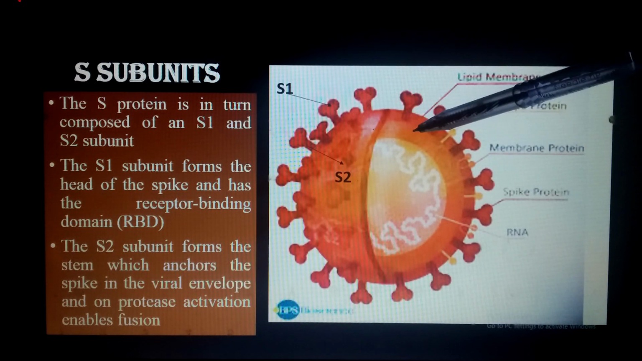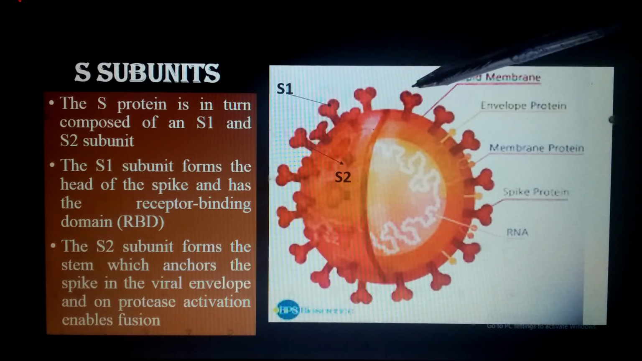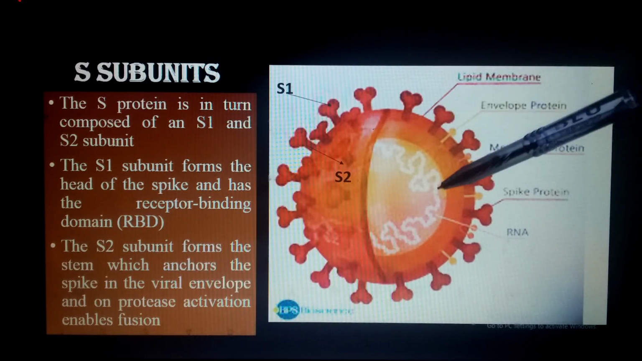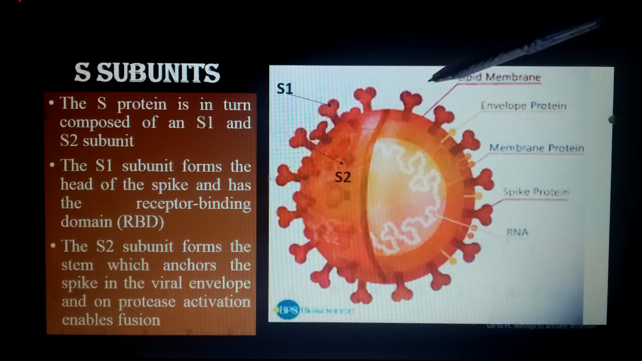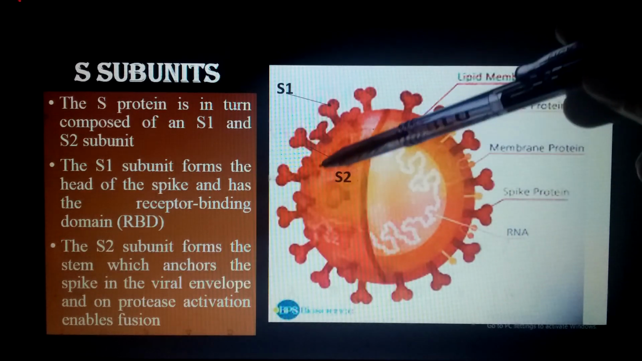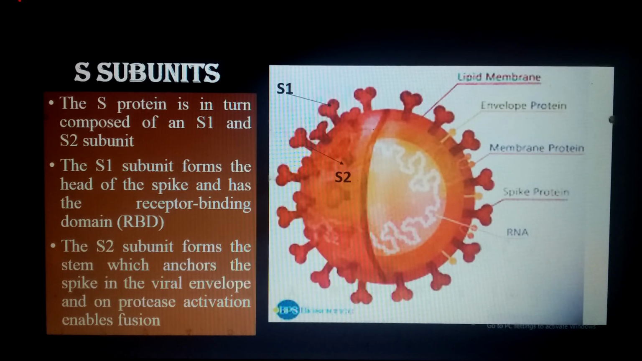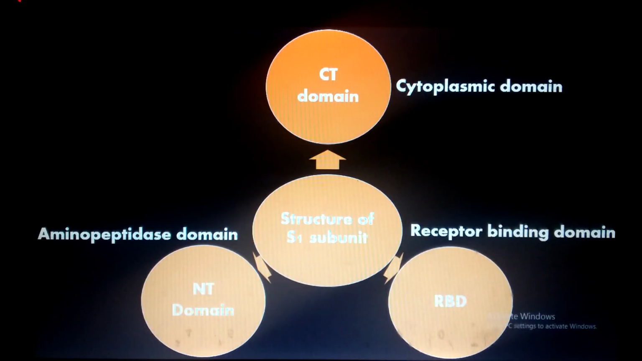So how many units does it contain? It contains an S1 unit and an S2 unit. This is the expanded portion, the head, this is S1, and this stalk-like portion is known as S2. And this S2 helps in the anchoring of the spike proteins on the surface of the coronavirus. Is it clear? You can also read these slides and note down all the material. Easily you can write and you can learn.